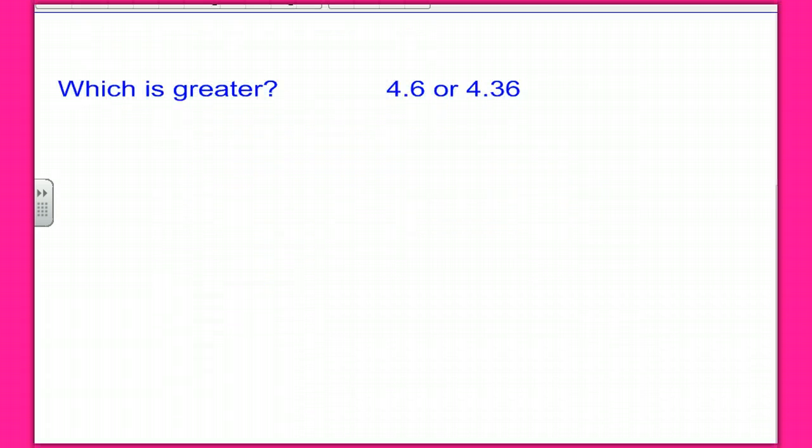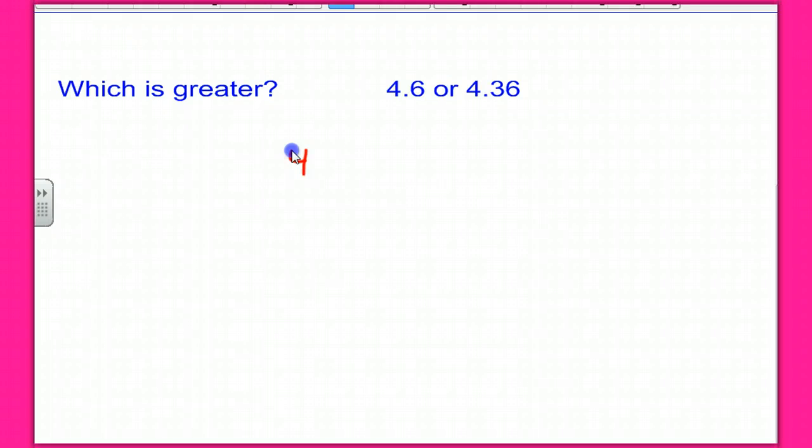So let's compare these two numbers. Very nice small numbers, 4 and 6/10, or 4 and 36 hundredths. So go ahead and jot the question down, and then let's talk about how we can compare them. Okay, so the first thing I see is these numbers are not the same length. So who can tell me how to lengthen that number 4 and 6/10? Kate?